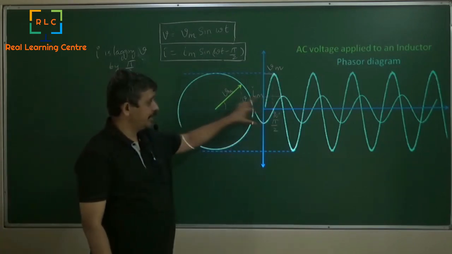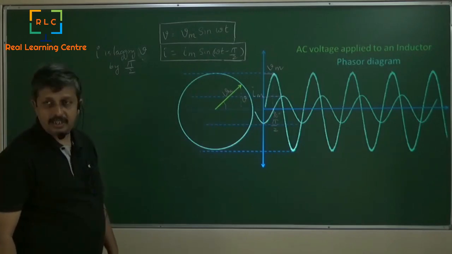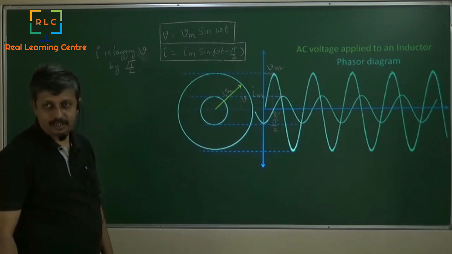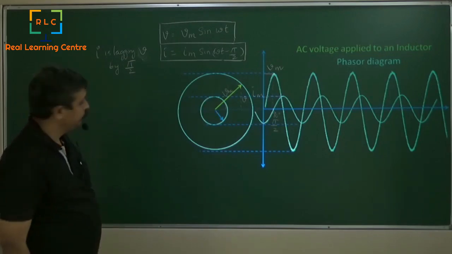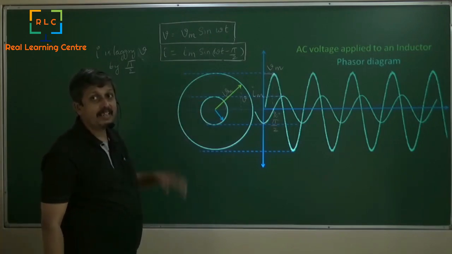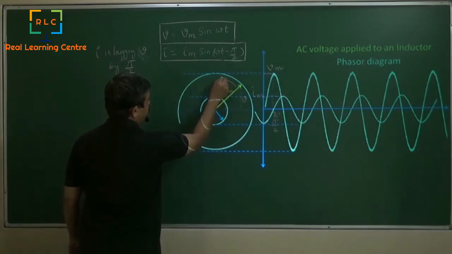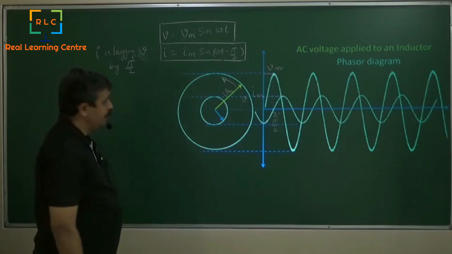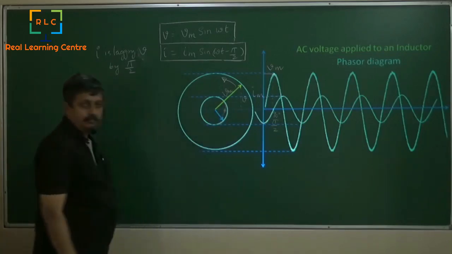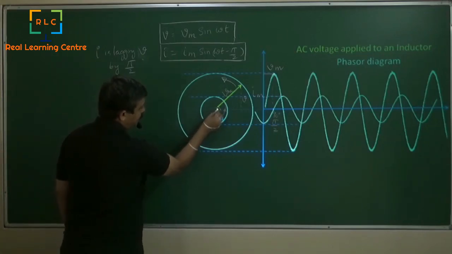Now if you plot this as a phasor, how does it look like? Again we draw a line here, and we draw a circle of that Im size. And then we are going to draw the vector here, which is lagging by 90 degree. Rotation is always anti-clockwise. If this is rotating in the anti-clockwise direction, and this is also rotating in the anti-clockwise direction, the angle between them is 90 degree.